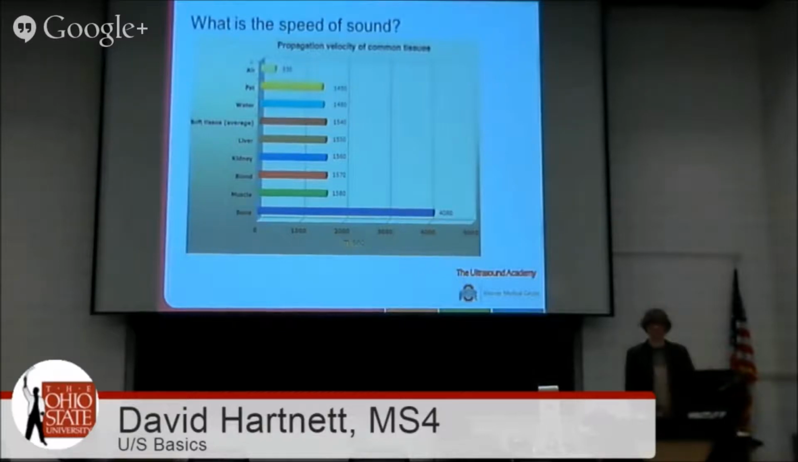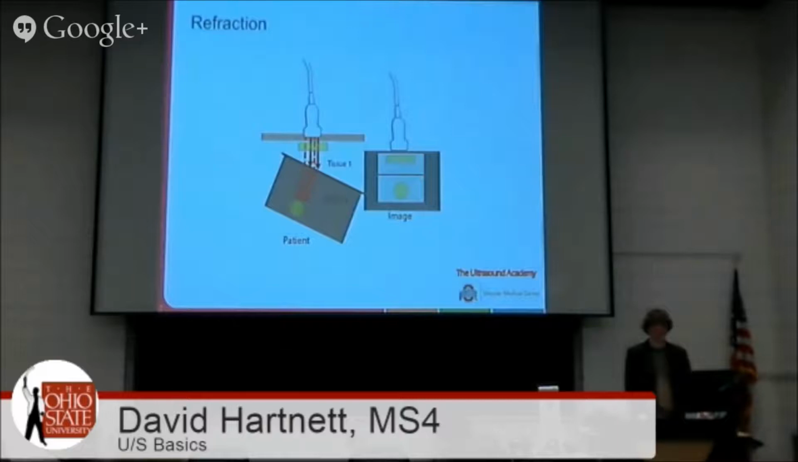But in different tissues, sound travels at a different velocity. Fat is a little slower, bone is pretty fast. For soft tissues in general, we average it at 1540 meters per second. But this is important because if you think about a wave or laser beam, as you travel through different tissues, your sound wave velocity is going to change. And so that's going to cause refraction when you go between different tissues.